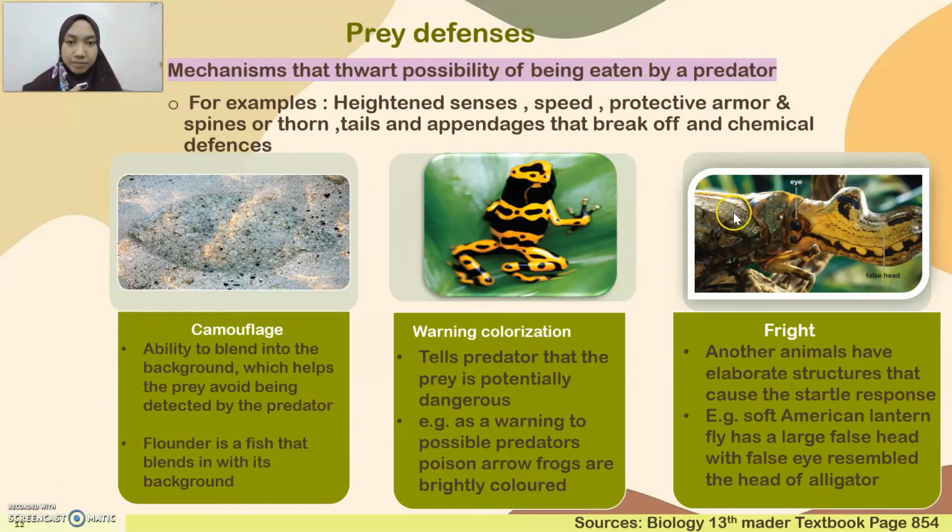Okay, other than that, many animals also have the ability to confuse or startle other animals, especially predators. This ability is known as fright. Some animals have elaborate structures that cause the startle response. An example here: the South American lanternfly has a large false head with false eyes resembling the head of an alligator. However, not all anti-predator defenses are false. We can see that porcupines have arrow-like quills with barbs that dig into the predator's flesh and penetrate even deeper.